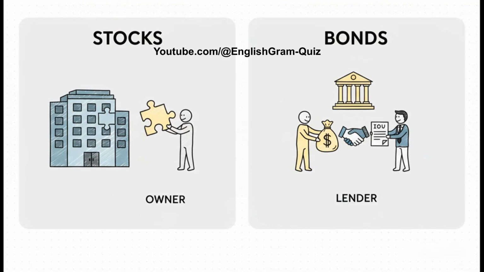And what I love about this is how simple it makes the difference. When you buy a stock, you're literally buying a tiny piece of a company. You become a part owner. But with a bond, you're not an owner, you're a lender. You're giving a loan to a company or even the government, and they promise to pay you back with interest. Owner versus lender. That's the key.